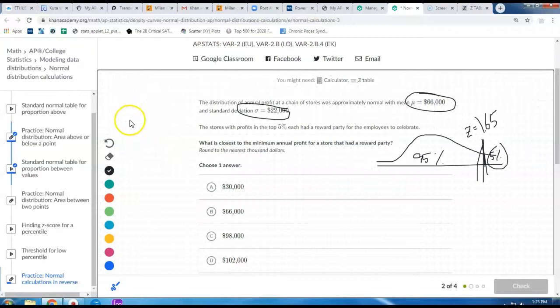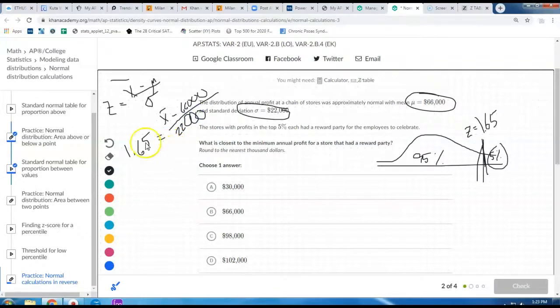And then once you know that, you have your formula. You've got z equals x bar minus mu, divided by sigma. This is super awesome handwriting, I know. But now I can go 1.65 equals x bar minus 66,000, divided by 22,000, and solve this. What you would do to solve this, and I'm going to stop writing at this point, is multiply both sides by 22,000, and then add the 66,000 to both sides.